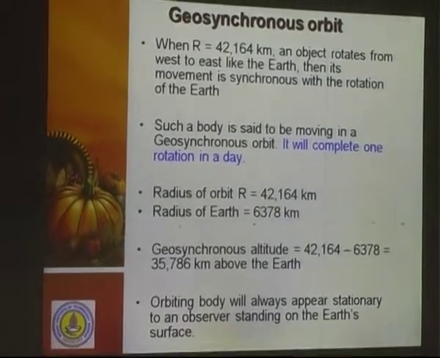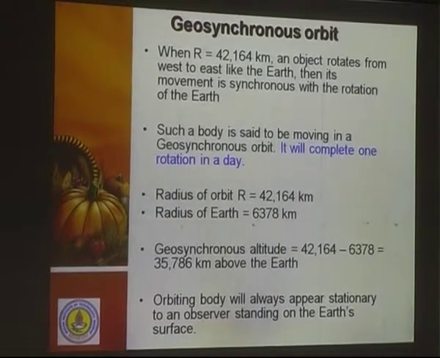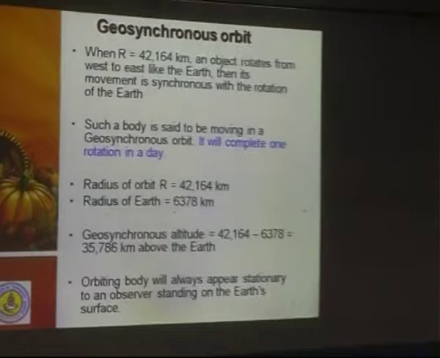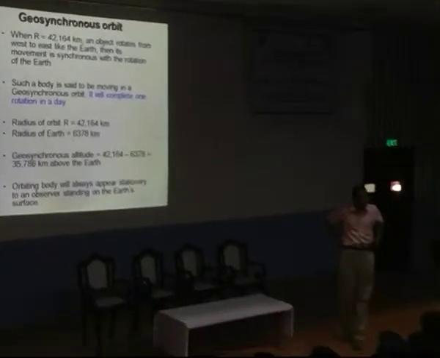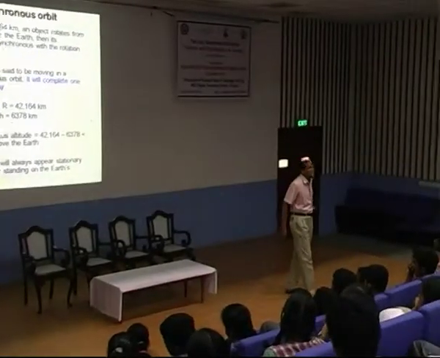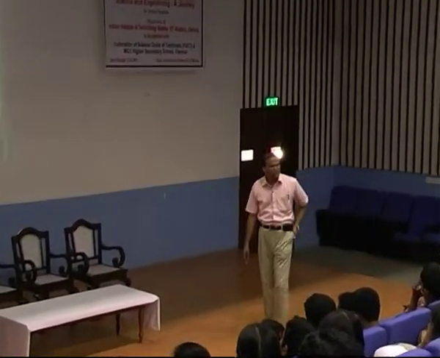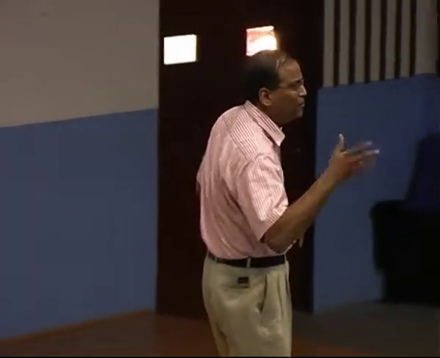So the radius of the Earth is 6378 kilometers, so the radius of the orbit will be 42,164. So the geosynchronous altitude is about 35,786 kilometers above the Earth. So imagine the satellite has to be put in an orbit at a height of 36,000 kilometers. Okay, so we do it using the GSLV, the Geostationary Satellite Launch Vehicle, with which India has not had complete success. We have had mixed success.